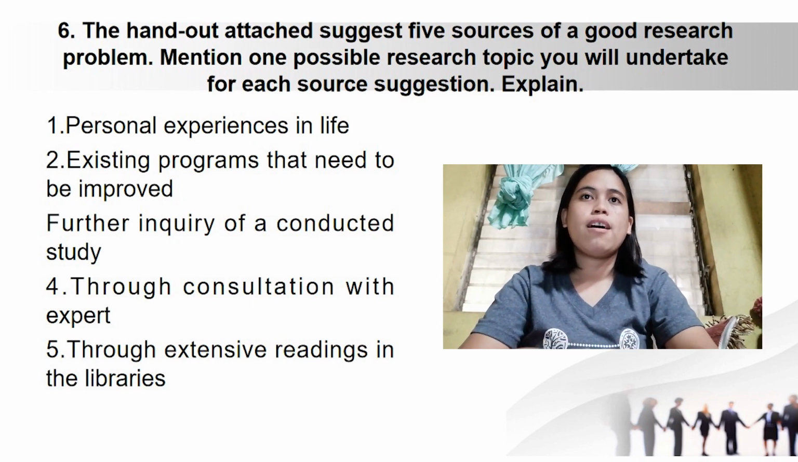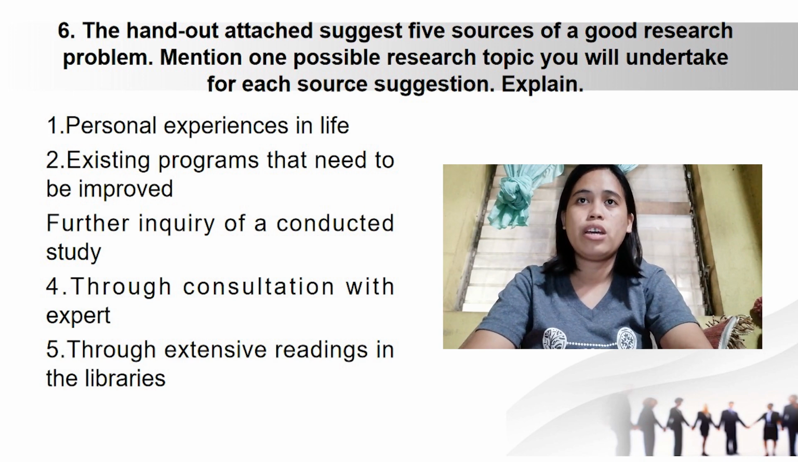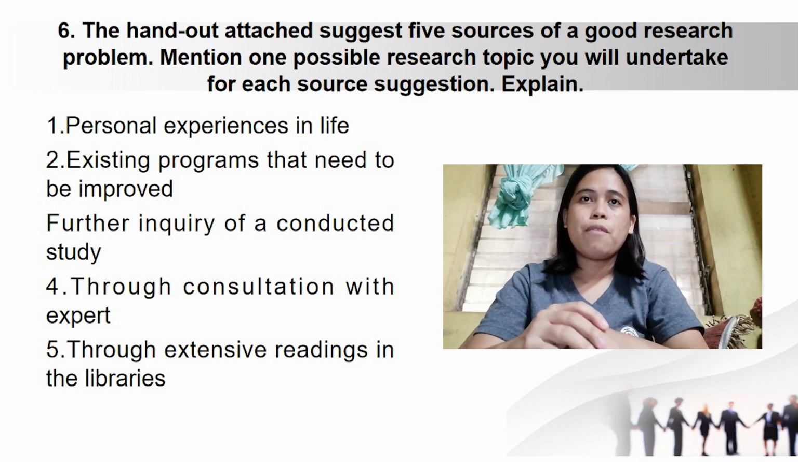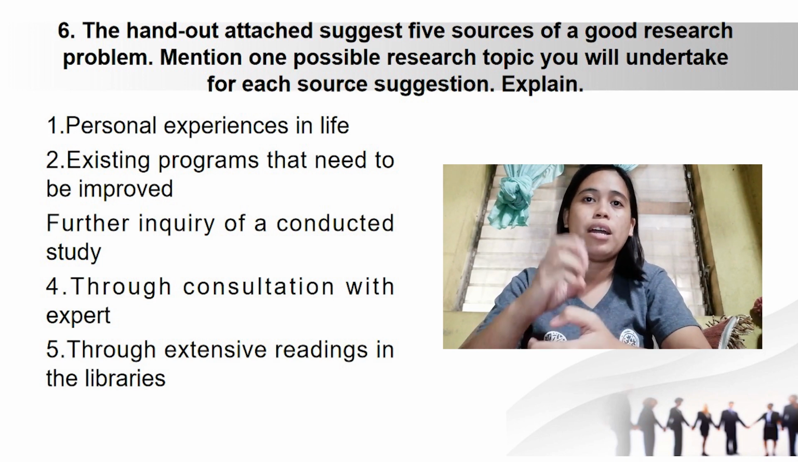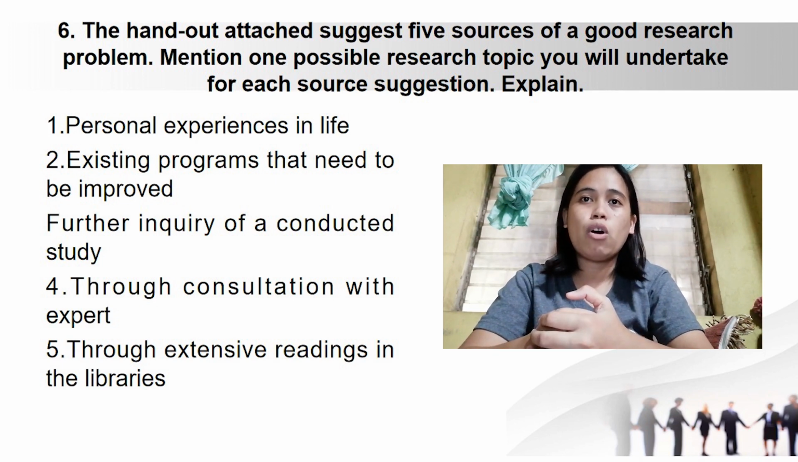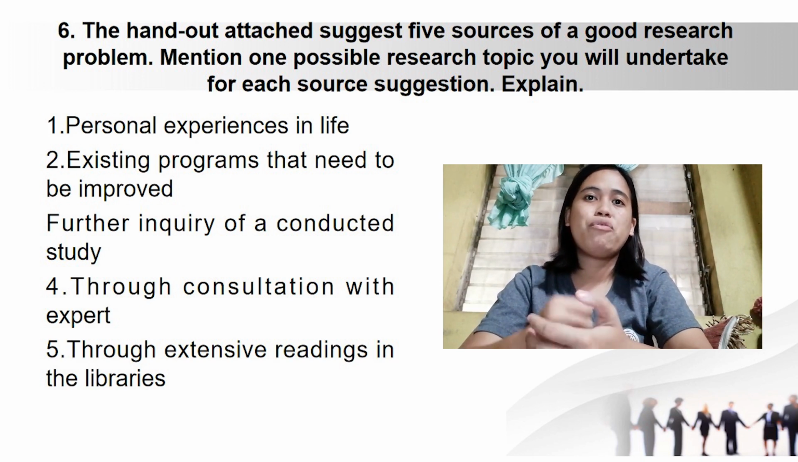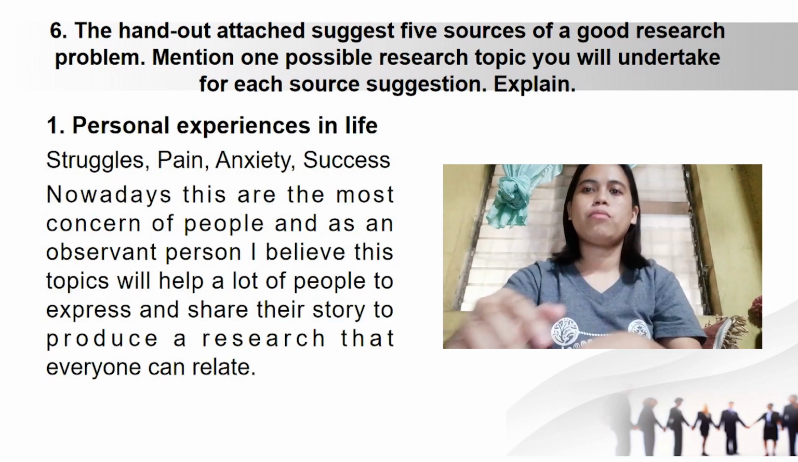Question number 6. The handout attached suggests 5 sources of a good research problem. Mention 1 possible research topic you will undertake for each source suggestion. Explain. So, number 1 is personal experiences. Number 2 is existing programs that need to be improved. Number 3, further inquiry of a conducted study. Number 4, through consultation with expert. And number 5, through extensive readings in the libraries.